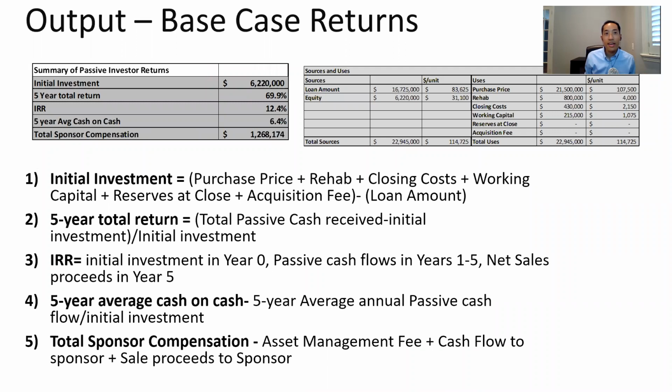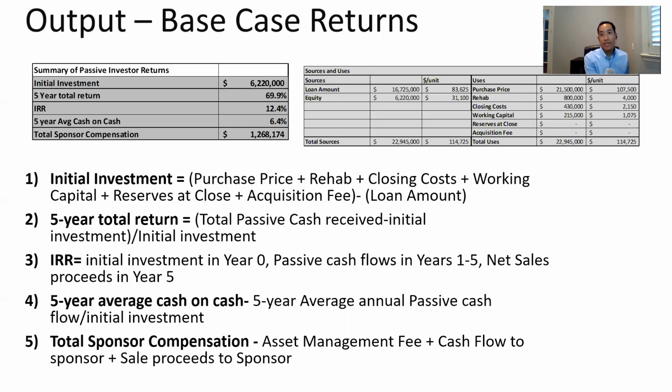So when you look at this base case, you're at an initial investment of 6.2 million, total return of about 70%, cash on cash is about 6%, IRR 12, sponsor is going to make about $1.2 million. And so how did we come up with those numbers? Let's talk about these a little bit in more detail because this is what we're going to be using in our analysis. All right, so initial investment.